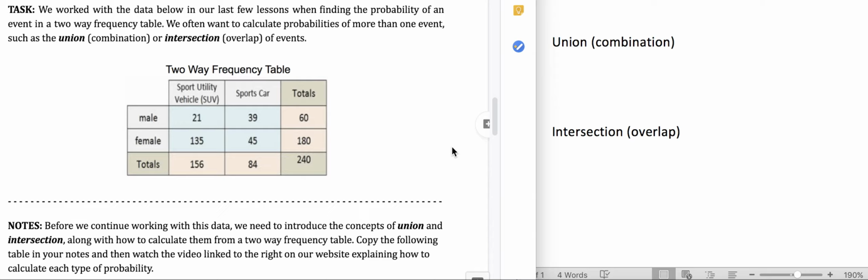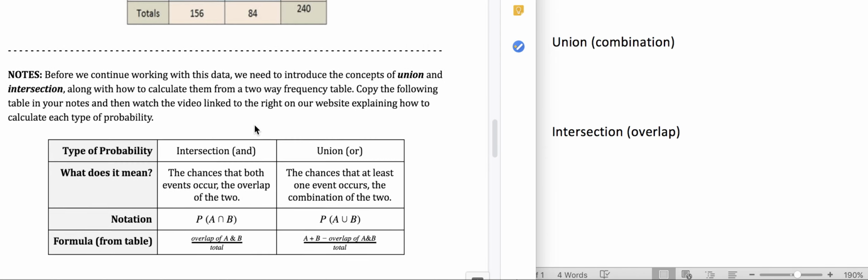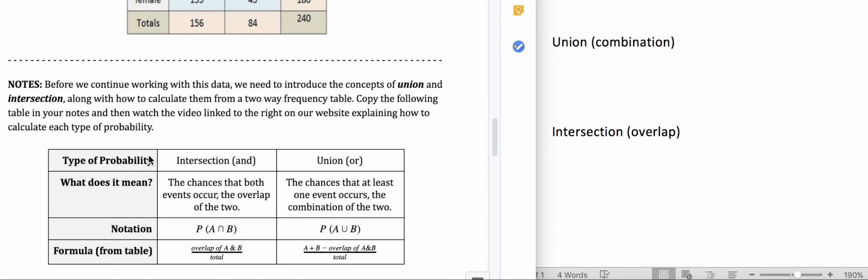The example we've been using talks about two sets of data that was collected from whether a person identified as male or female, and whether they chose a sport utility vehicle or preferred a sports car. We're going to use this example to go through and find out what they are for the union and the intersection. As it says here, intersection is "and," union is "or."